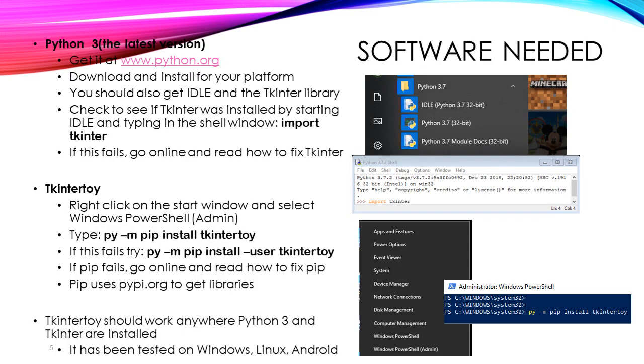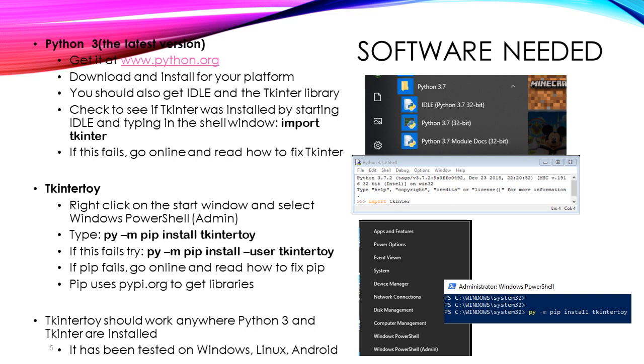In order to go through these slides, you're going to have to install some software on your machine. First, you need Python 3, the latest version. So just go to www.python.org and download that and install it for your particular platform. Now, you should also get something called IDLE and the tkinter library. So we're going to check to make sure that that happened.